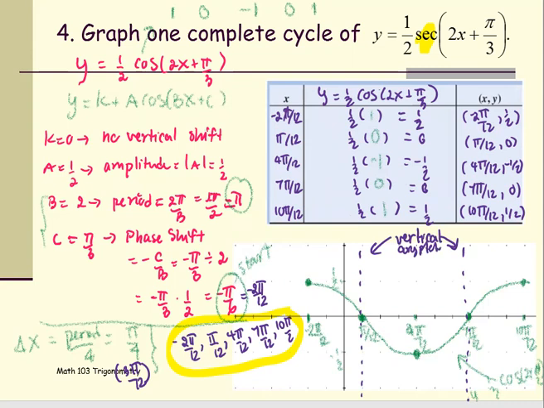And next we're going to do the reciprocal graph on the left and the right side of each vertical asymptote to obtain the graph of y equals 1/2 times secant of 2x plus pi over 3 as the one in blue. This one is the graph of y equals 1/2 secant of 2x plus pi over 3.